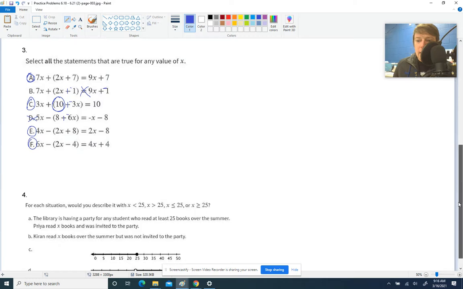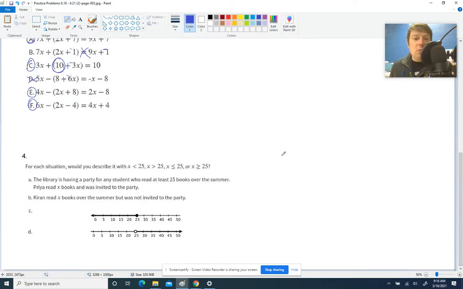Moving on to the last part of this page. Number 4, for each situation, would you describe it with x is less than 25, greater than 25, less or equal, or greater or equal? So let's start with the library question, part A. The library is having a party for any student who reads at least. At least is going to mean that 25 is okay. So I'm leaning toward the or equals to. At least 25 books over the summer.